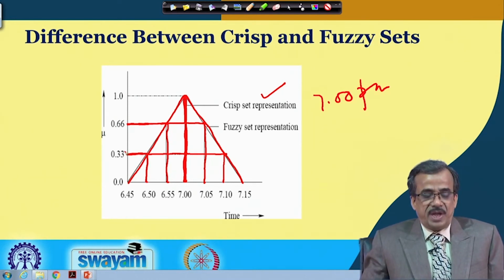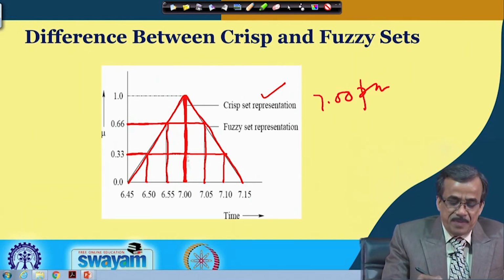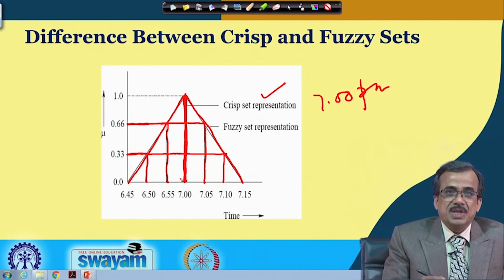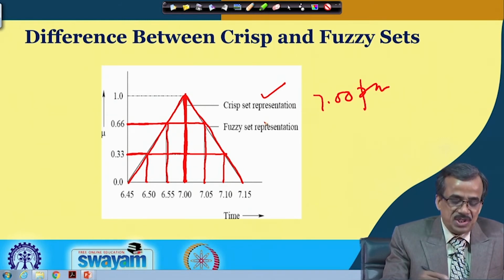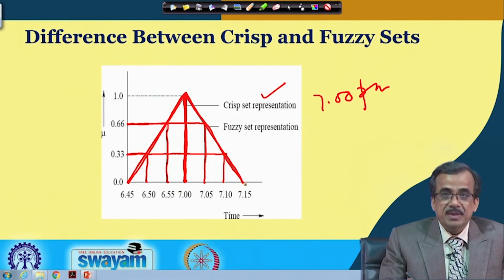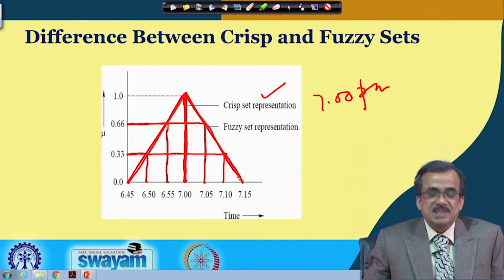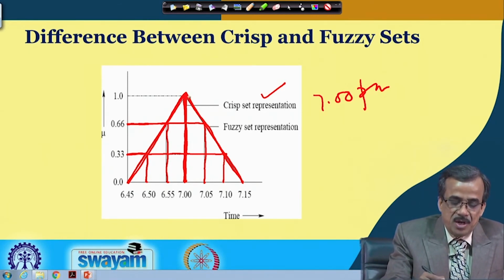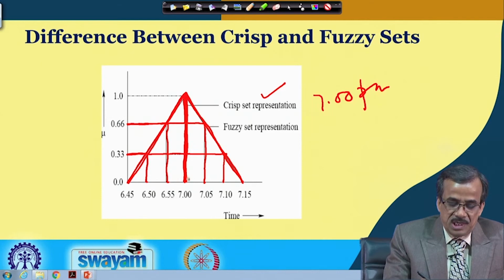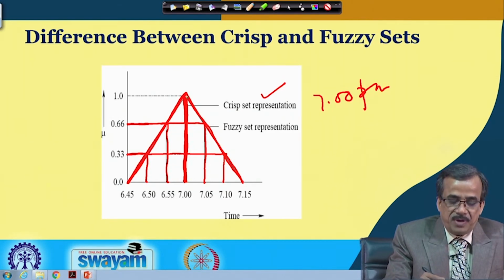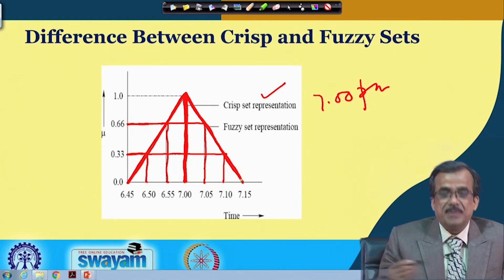Now, here let us try to understand. The 7 p.m., as I told, has been expressed in crisp set like this. On the other hand, the 7 p.m. in fuzzy set has been expressed by this particular triangle. Now, let me try to find out the difference between the classical set and the fuzzy set. This is nothing but the crisp set representation for 7 p.m. and this is nothing but the fuzzy set representation for 7 p.m.